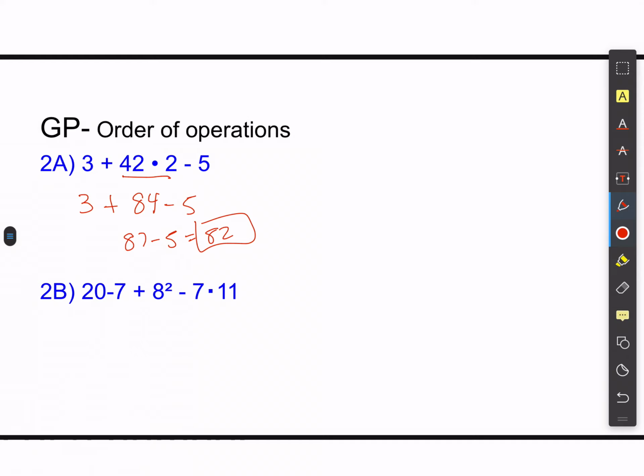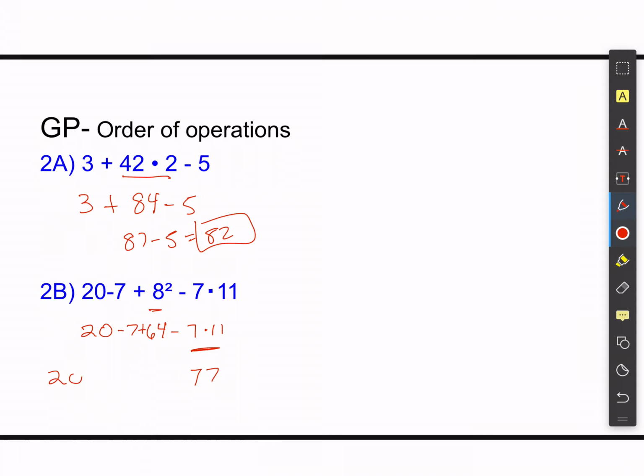For 2b, same deal. I'm going to look at my order of operations. I don't have parentheses, so I'm going to start here. That is equal to 64. So I have 20 minus 7 plus 64 minus 7 times 11. Now I'm looking for any more exponents. I don't have any, so I'm going to go to multiplication. I'm going to multiply that out. That is equal to 77.